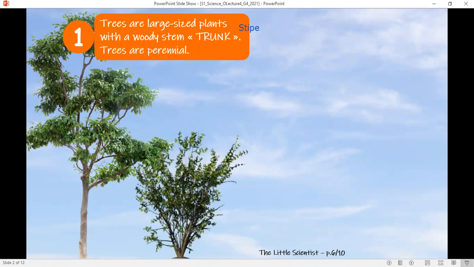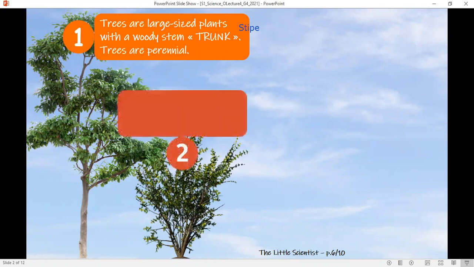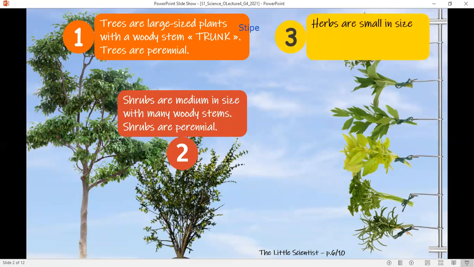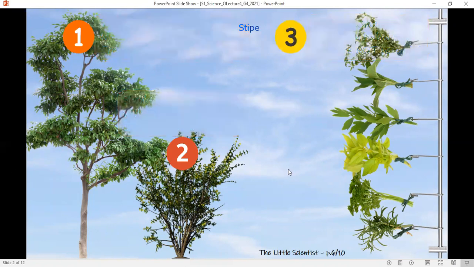Other plants, such as the oleander plant, have a medium size, and they also have many woody stems. These plants are also perennial. They live for more than 2 years, and these are the shrubs. The last group of plants is the herbs. Herbs are small in size with green, hollow, flexible stems. These plants are not perennial. So according to their sizes and to the type of their stems, plants are classified into trees, shrubs, and herbs.